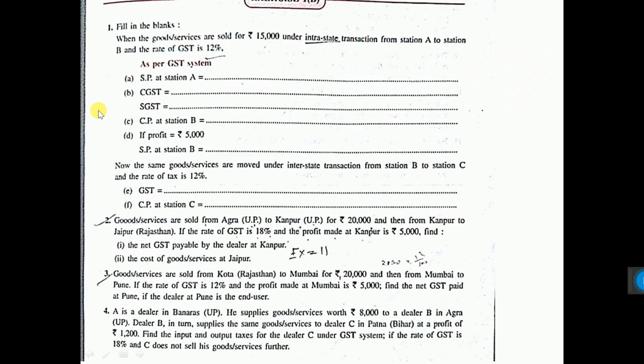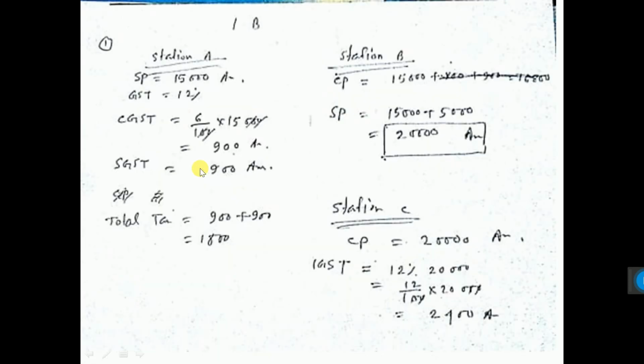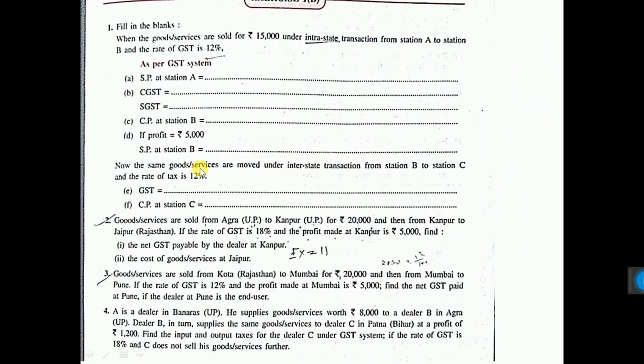We'll solve sums from here. Few sums I'll solve from here and here also. See, this is sum number 1. Fill in the blanks.